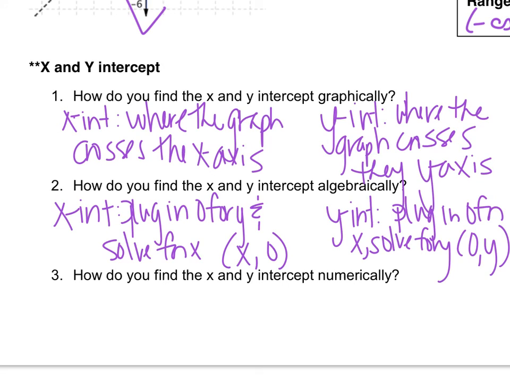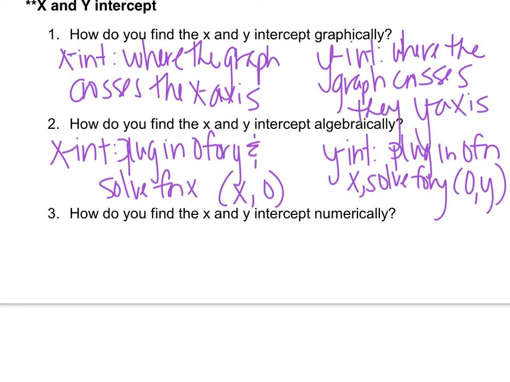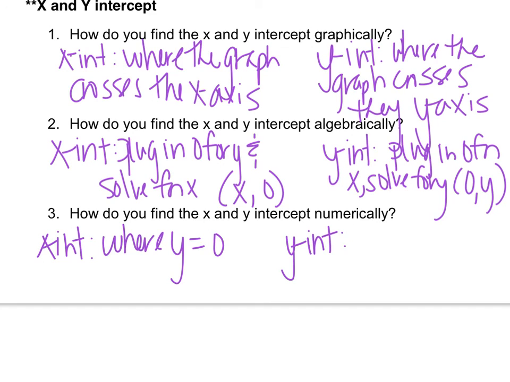Okay. And then lastly, how do you find it numerically? So this would be an example where you're given a table. So the x-intercept is going to be where y equals 0. So you just go on the table, wherever y equals 0, you know there's going to be an x-intercept. And then for the y-intercept, you go to the table, and it's where x equals 0.